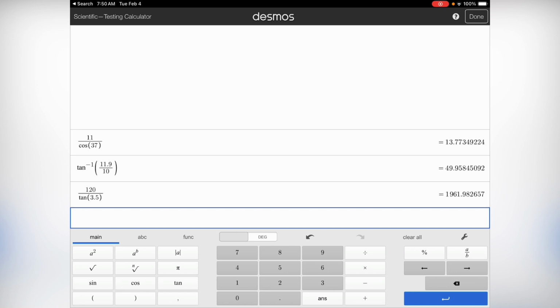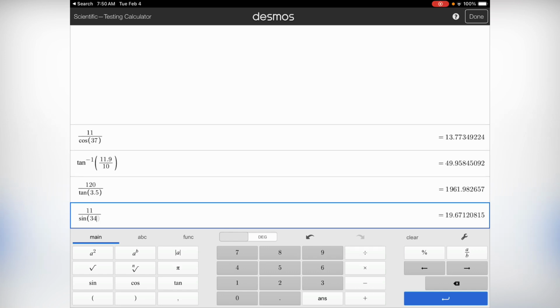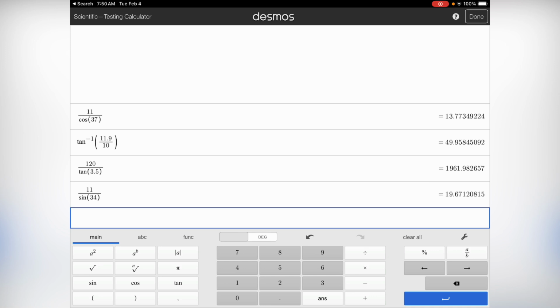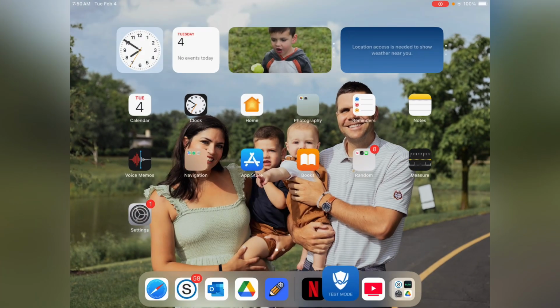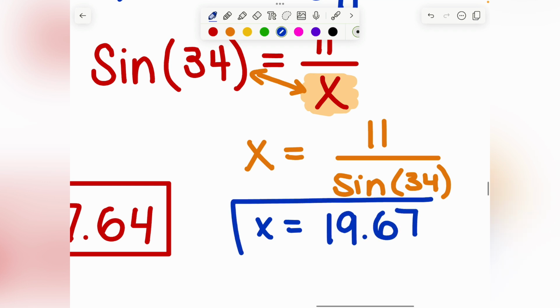Okay, because it's really easy. You're just going to hit, it's already on degree mode, so I'm going to hit 11, and then divided by, and then sine of 34. You can see on the right side of the screen that it says equals 19.67. 19.67 is the answer.